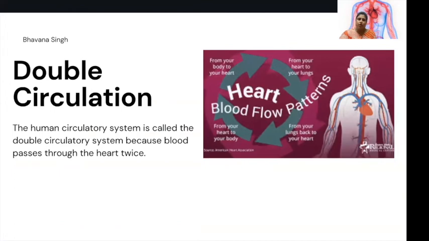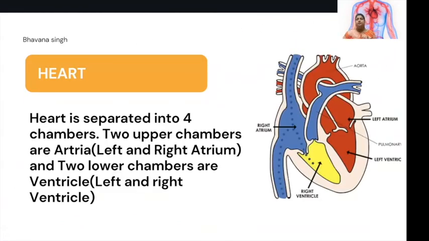Now let's talk about the journey of blood and how it becomes impure, how it becomes pure, the use of double circulation, why it is called double circulation, each and everything in this slide. See, this is our heart, because heart is the main part. Heart is not only a pump, it is also a kind of storage. It is divided into 4 chambers, as you see. 2 upper chambers are atria, left and right atrium. 2 lower chambers are ventricles, left and right ventricle.